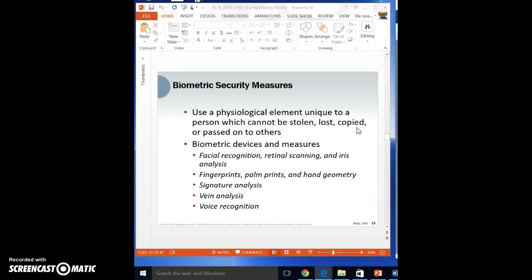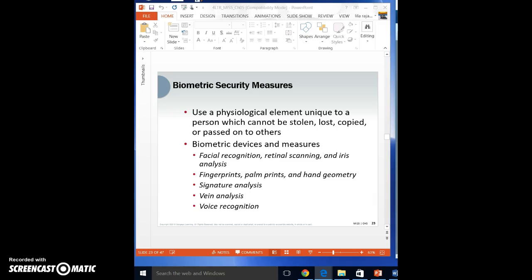Some places could use iris analysis, which uses a video camera to capture an image of the user's iris and then uses software to compare the data against the stored template and database. Then we have palm prints, which use the palm's unique characteristics to identify users as well. Also, we have retinal scanning, which scans the retina using some kind of camera and then checks against the database as well.